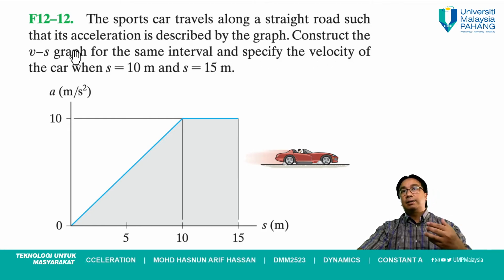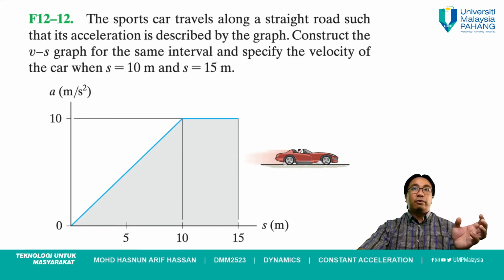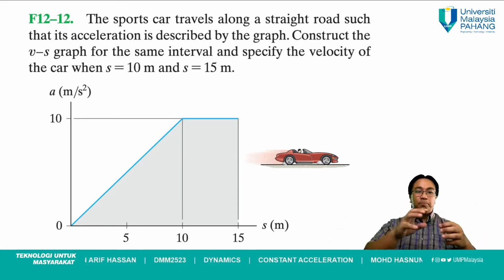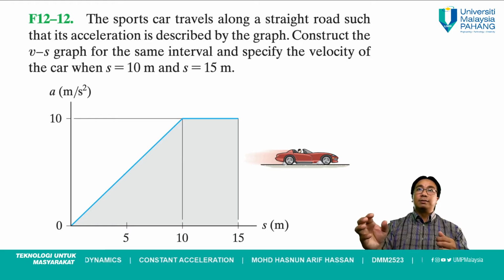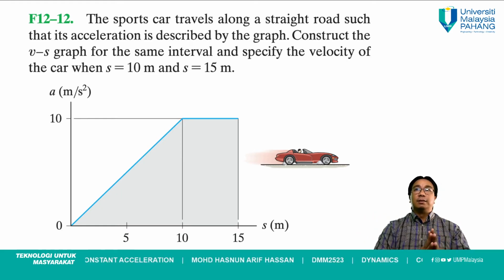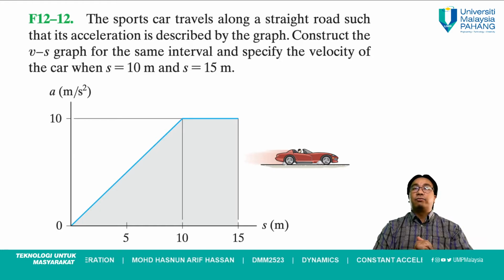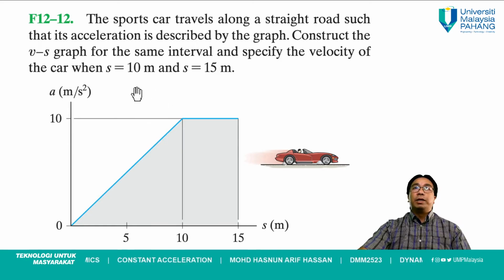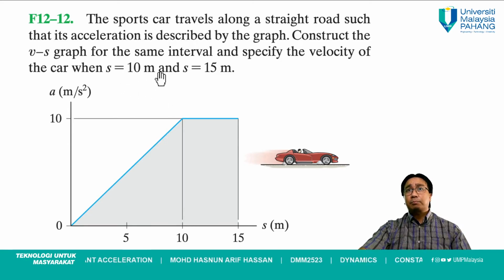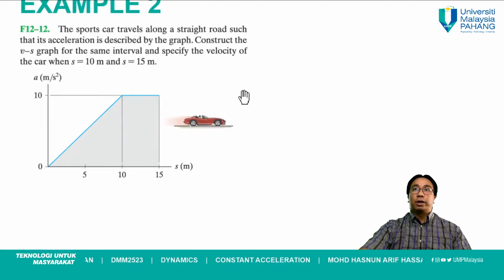Now it does not consider time anymore. It wants to look at velocity and displacement. So it wants to know, as the car travels and the displacement increases, what the velocity pattern is. So construct the VS graph for the same interval and specify the velocity of the car when S equals 10 meters and S equals 15 meters. So in the end it wants to know, when the displacement is 10 meters, what the velocity is at that moment, and when S is 15 meters, what the velocity is at that moment as well.